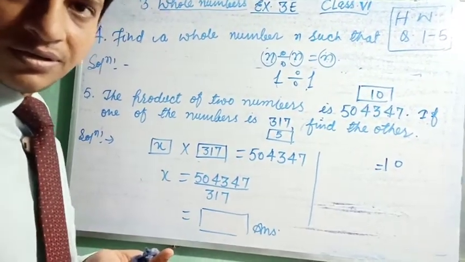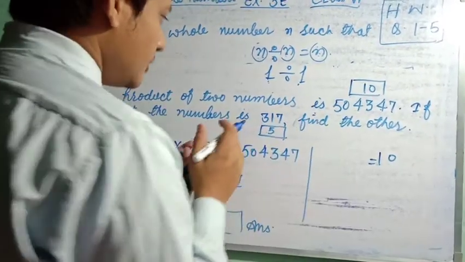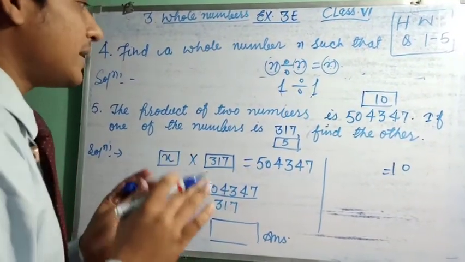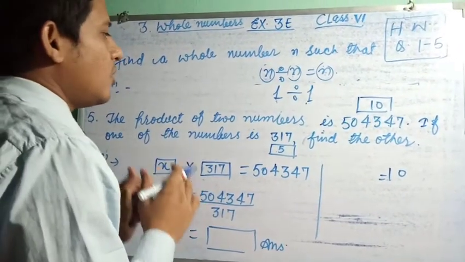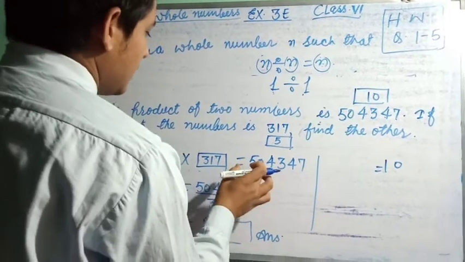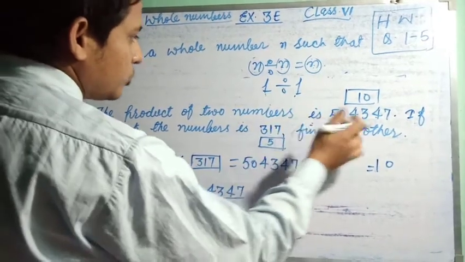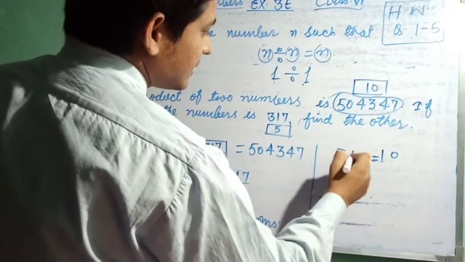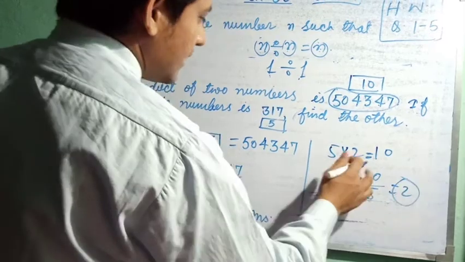It's very simple, and I hope you get the point. These are very small numbers, but with a huge number you might get confused. But we have to follow the concept of how to solve the questions. In such questions, the product of two numbers is given, and we have to divide this huge number by this number. Here the answer is 2 because 10 divided by 5 becomes 2.